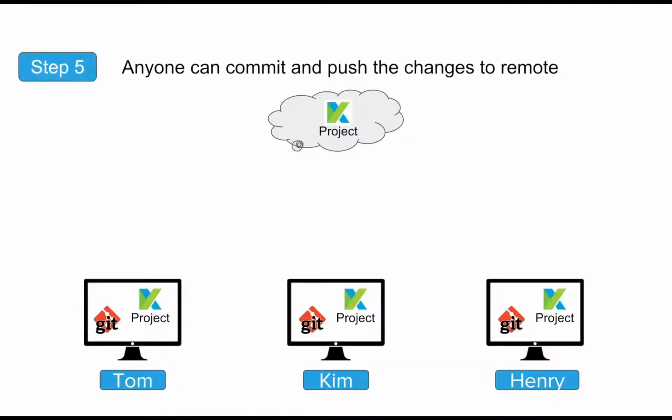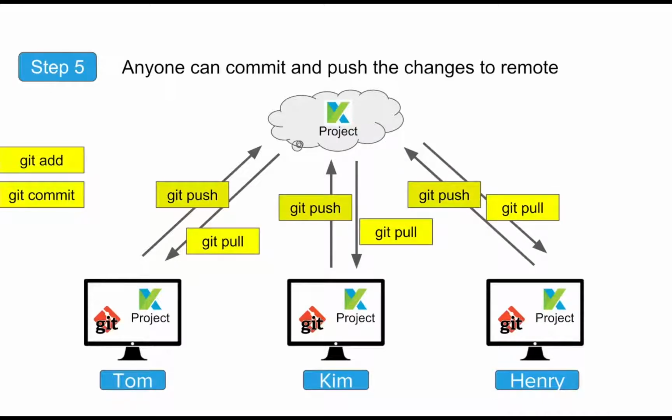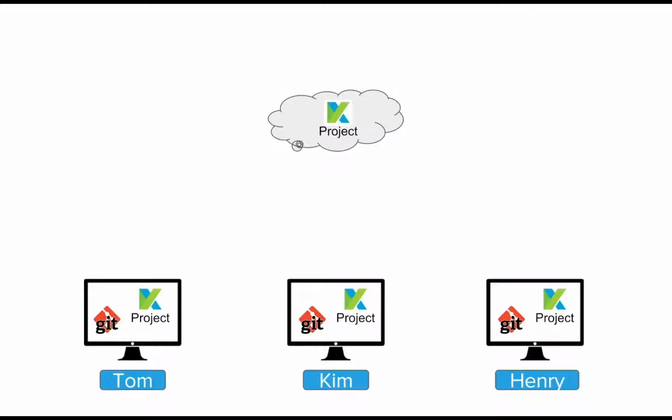So step 5 will be after they have finished their changes, they can push their changes back to the remote repository. So they will do a git add, git commit, and finally a git push and add their changes to the remote repository. And whenever they want, they can do a git pull and they will get the latest changes on their local. So whatever changes others have done, they will get on their local system.